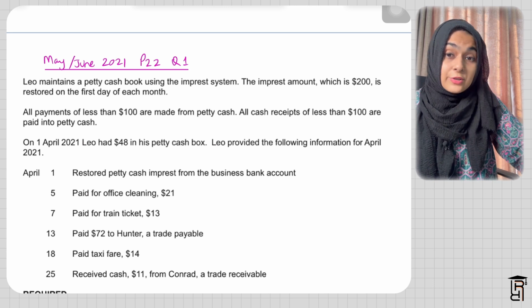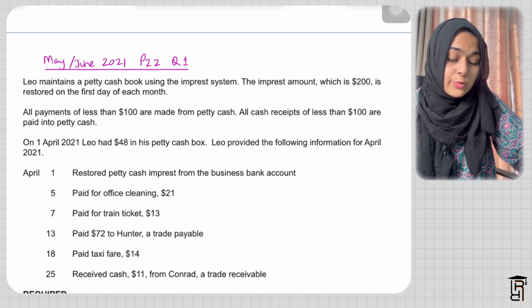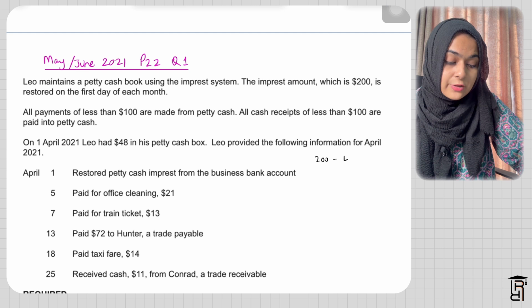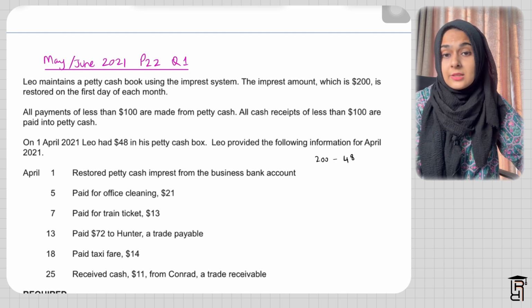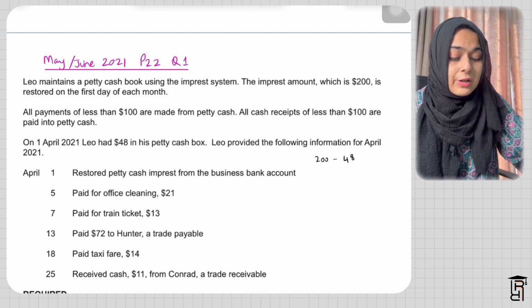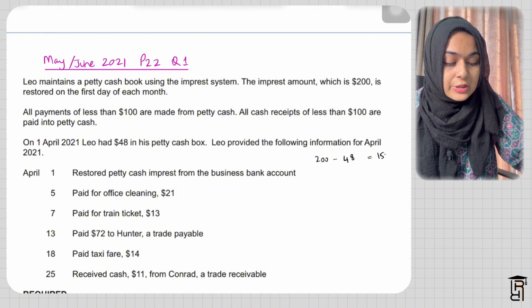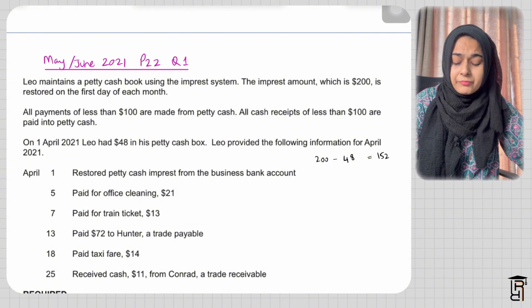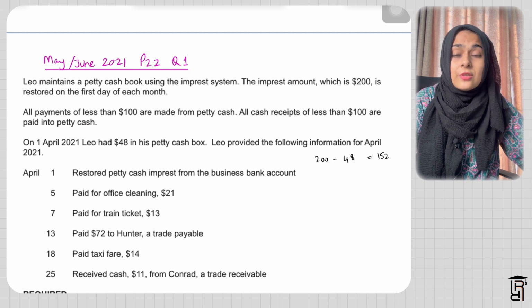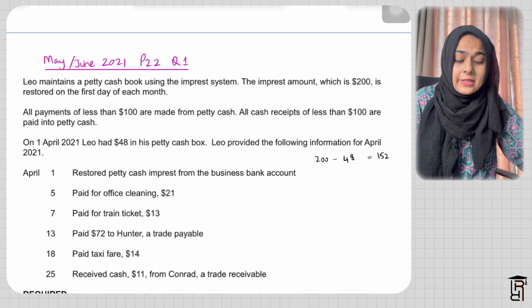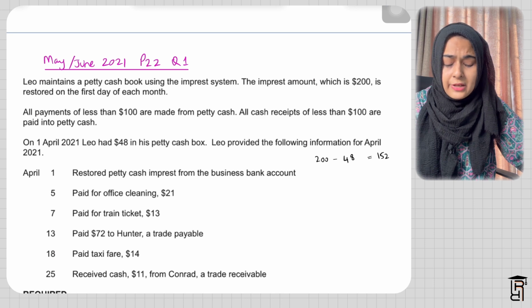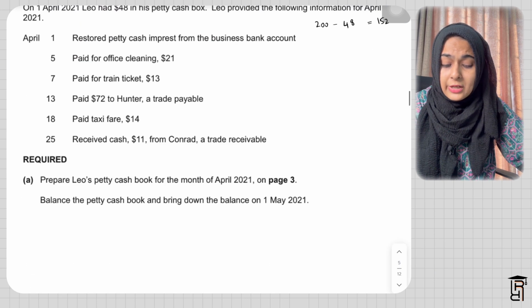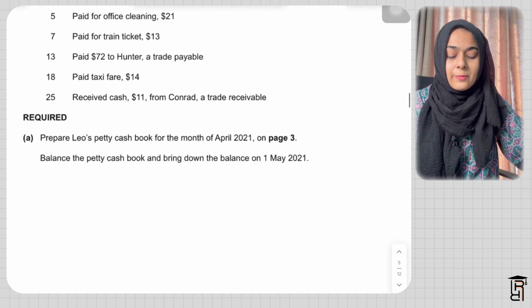So the imprest amount is 200. What you need to note here is 200 minus $48, so we are left with only $48 in the petty cash book. 200 minus 48 is 152, which is what you have to restore through the business bank account in the first transaction, so that the amount becomes 200. Restored petty cash imprest from the business bank account.